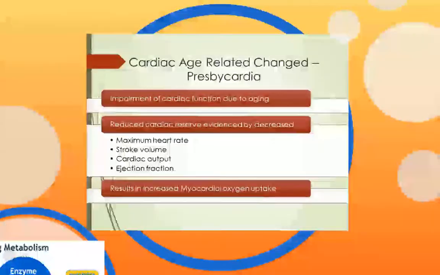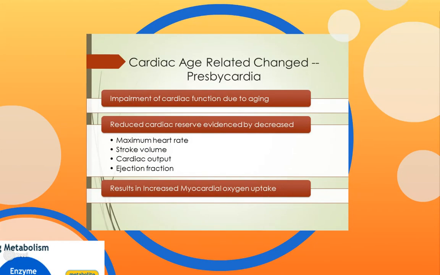I'm bouncing all over. Just like we talked about in cardiac, remember we have cardiac age-related changes. I highlighted 3 things that are particularly of importance on this slide: impaired cardiac function due to aging, reduced cardiac reserve. We can see why they have reduced cardiac reserve, because their maximum heart rate is lower, their stroke volume, cardiac output, and ejection fraction are lower. And this all results in an increased myocardial oxygen uptake. That means the heart muscle itself needs more oxygen to function well. And that can be problematic.